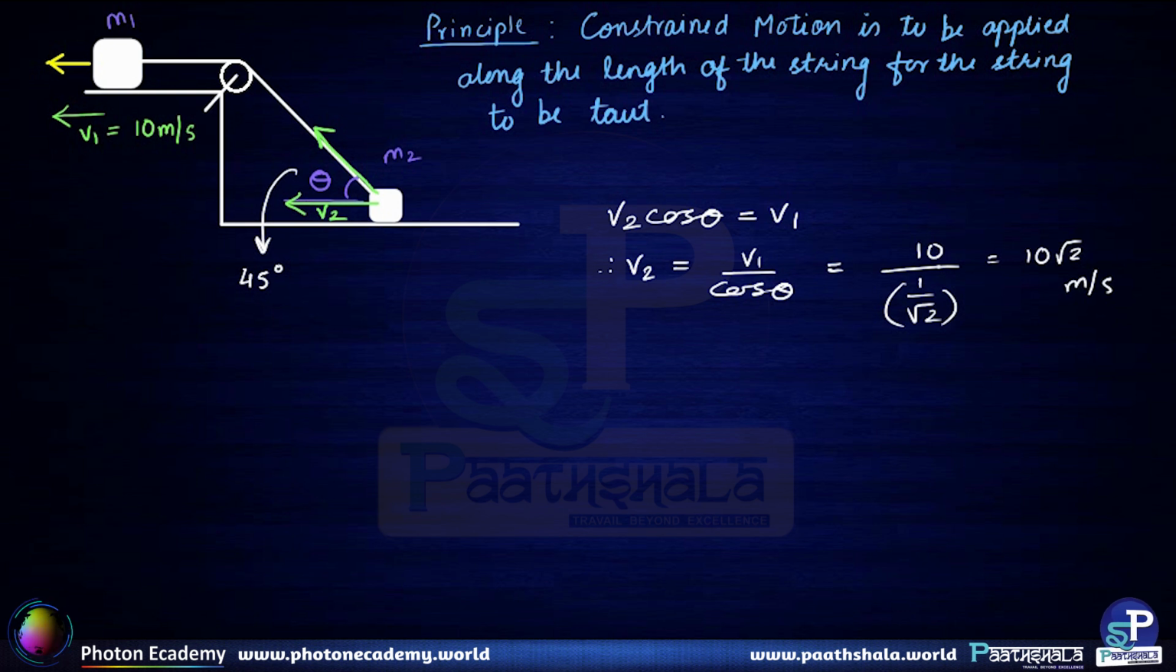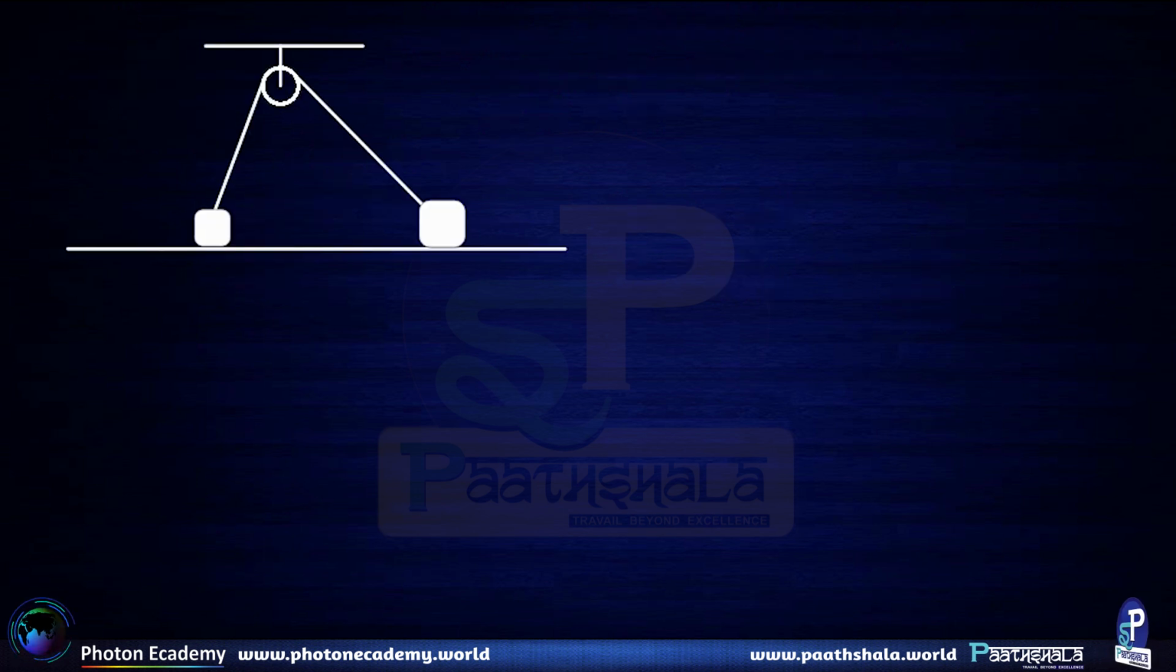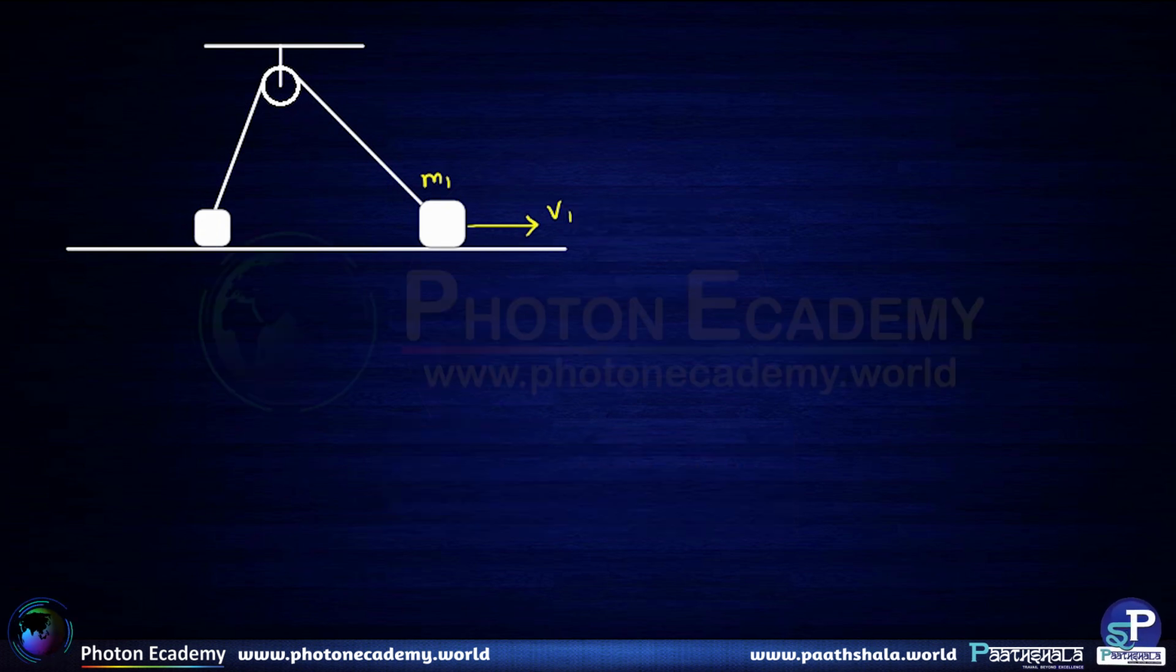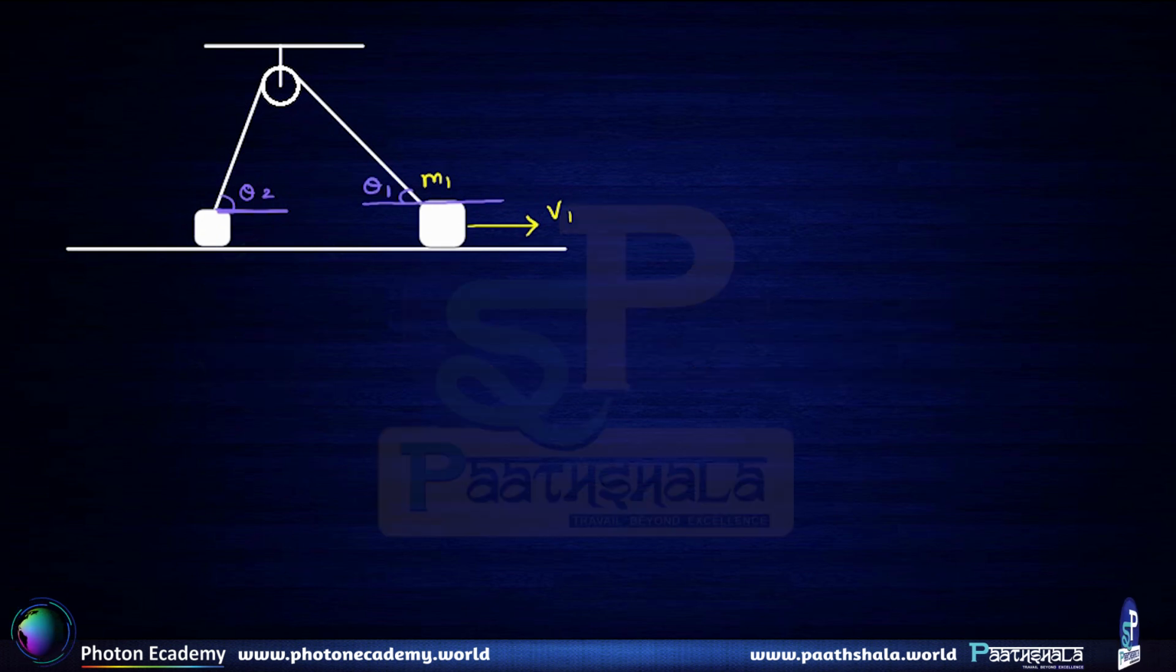Alright, this is a similar kind of question wherein this block m1 is being pulled towards the right hand side with velocity v1 and the velocity of the block v2 has been asked. Here also the thetas are given. This angle happens to be theta 2 and this angle happens to be theta 1. These two angles are given. Let's assume that the mass m2 goes towards the right hand side with velocity v2.